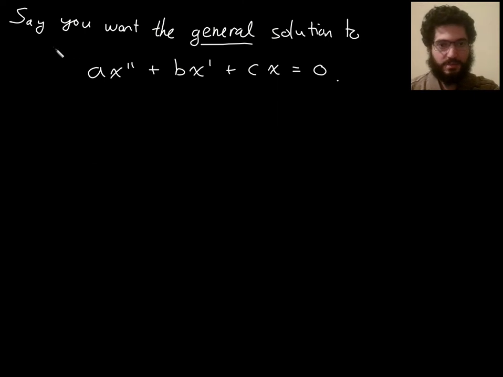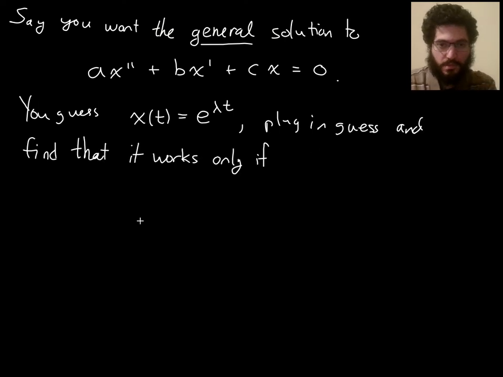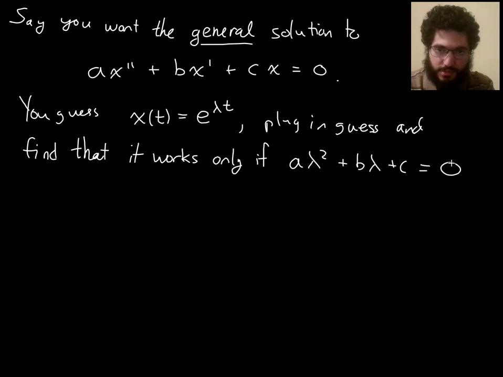Let's suppose you want the general solution to this differential equation. So you guess x of t equals e to the lambda t. You plug in the guess, and you find that it only works if this quadratic polynomial, a lambda squared plus b lambda plus c, vanishes for the lambda that you're looking at.